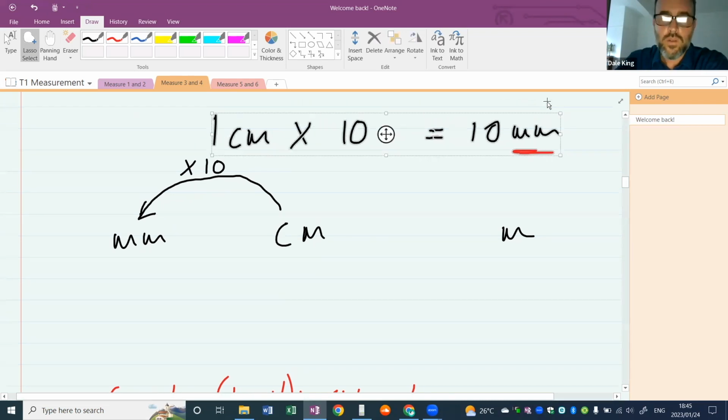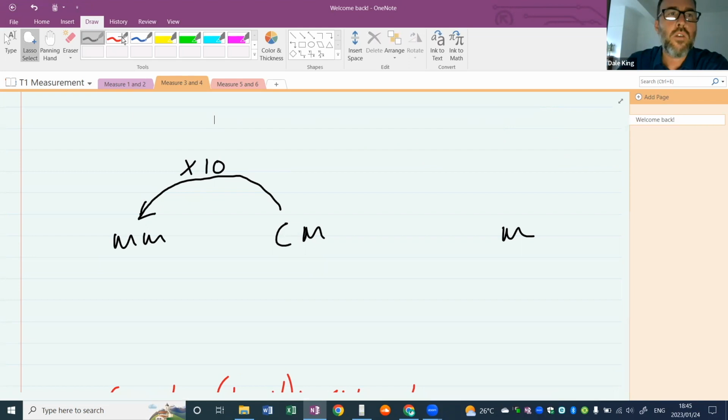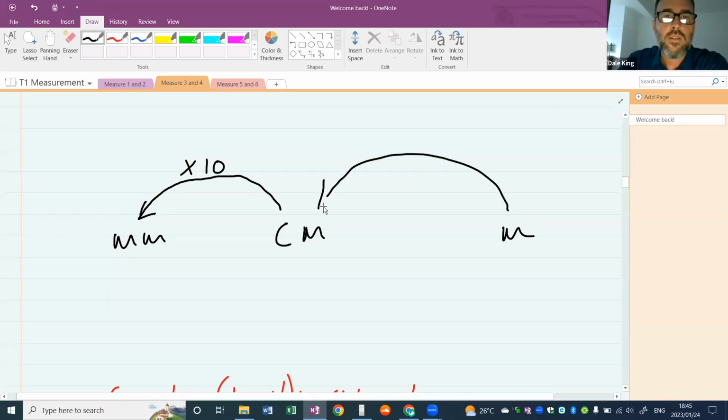Now if I want to complete this diagram, but let's say I want to go from meters down to centimeters, that's again from a big unit down to a smaller one. I'll write it here, 1 meter to go to centimeters. I want centimeters in my answer.